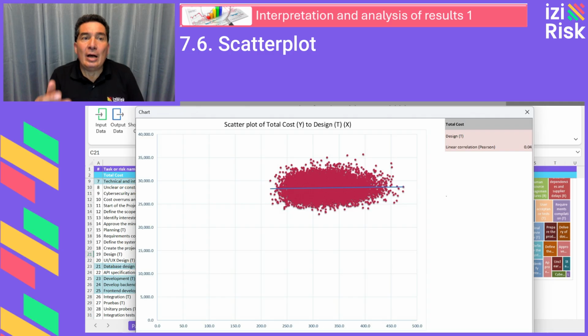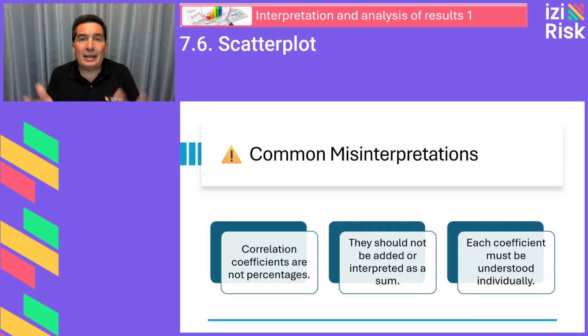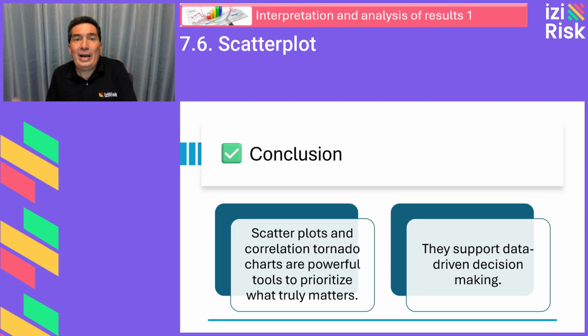Now, a common mistake is to believe that correlation coefficients can be added up to get a total or percentage distribution. This is not correct. Each correlation must be interpreted individually. They do not represent proportions and cannot be summed to 100%. Therefore, scatter plots clearly show which variables truly impact project outcomes. Along with the correlation tornado, they are key tools to prioritize risks and tasks based on real data and not on assumptions.